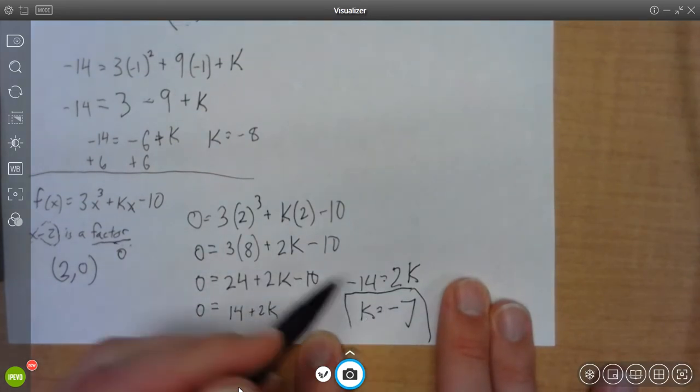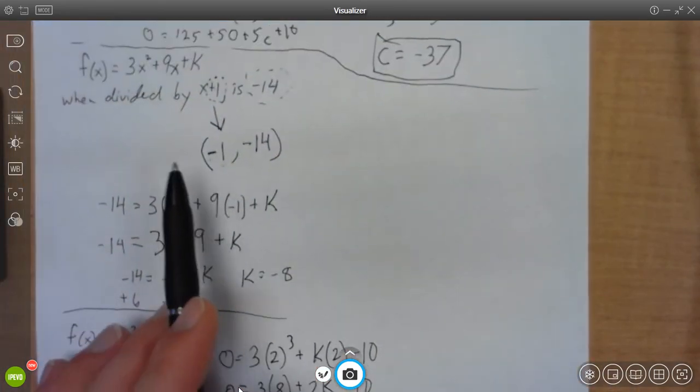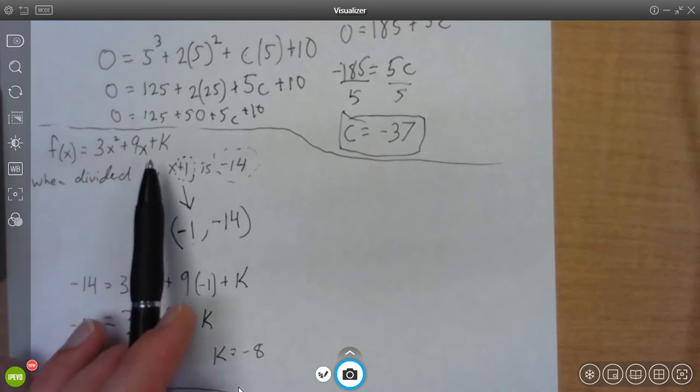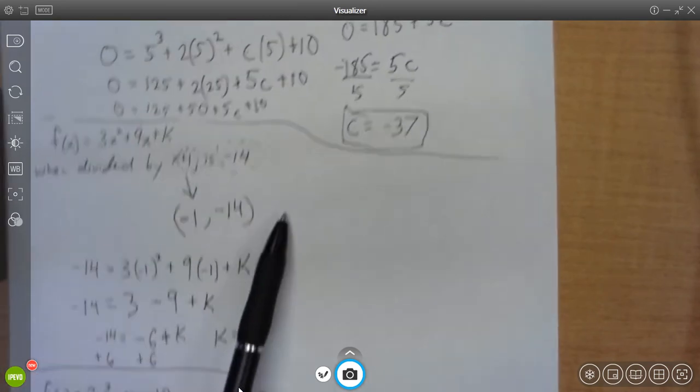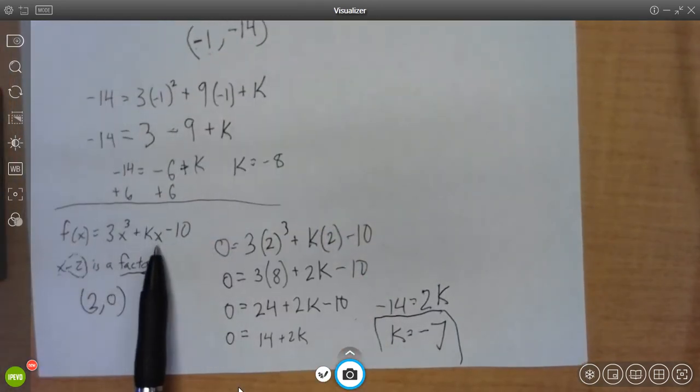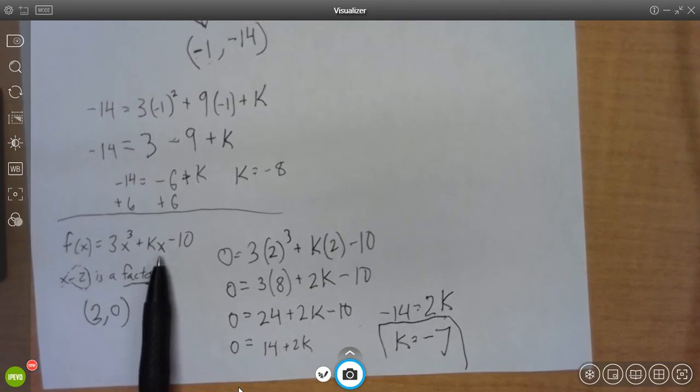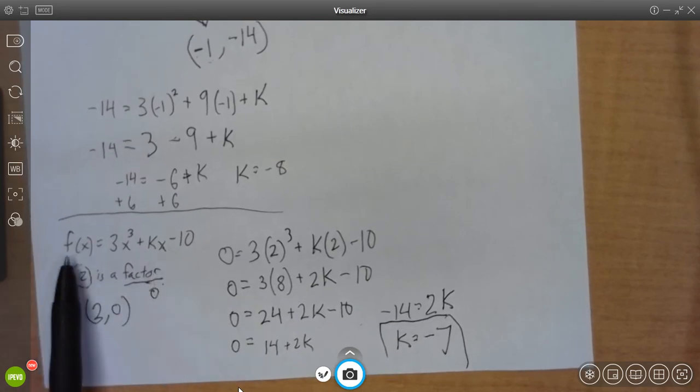Okay, so we could put negative 7 in place of k. And if we wanted to check, we would need to do the polynomial division and hopefully get a remainder of 0.